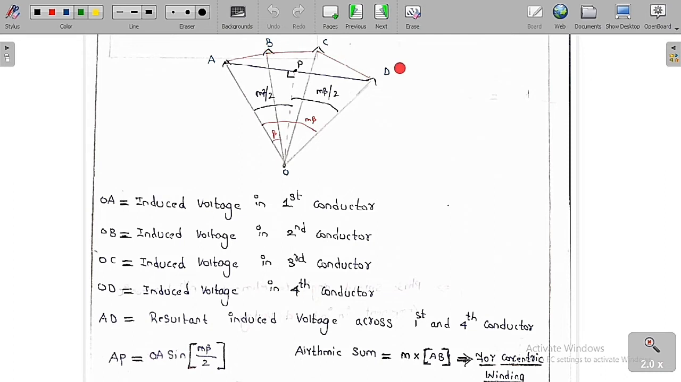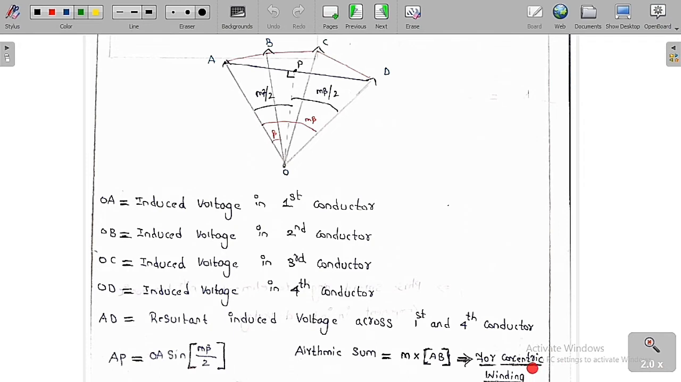As there are M, so M into AB is nothing but an arithmetic sum from A to D. AB plus BC plus CD is nothing but, see, there are 3, so 3 into AB, or simply M into AB generally. So for the general case, M into AB. Therefore, the arithmetic sum is M into AB for the concentric winding.